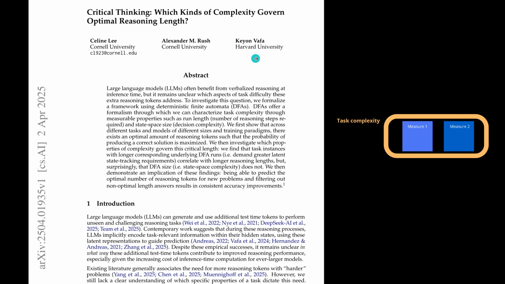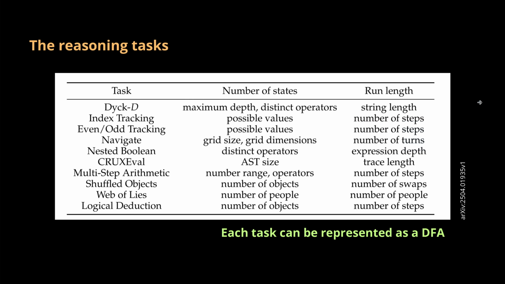Here we have it, Cornell University and Harvard University. Critical thinking: which kind of complexity governs the optimal reasoning length, especially if we do test time compute scaling with our LLMs for our reasoning models, our R1, our O3 models. Published April 2nd, 2025. This was yesterday for me. And again, they discovered task complexity, measure 1 and measure 2, the run length and the dimensionality. And now they say, for all the reasoning tasks that I already showed you, there's a particular L star, if you want, discontinuity.